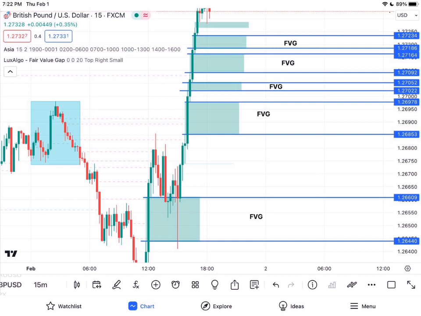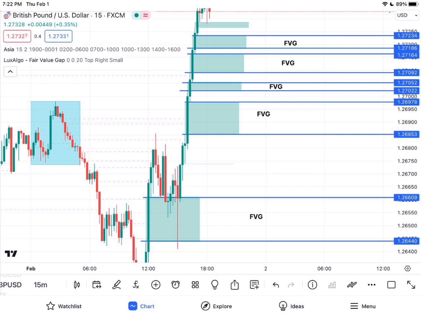So how do these fair value gaps form? When you look at this chart carefully, you will find that the bodies or the wicks of the previous candles or the neighboring candles are not joining together to fill up those orders. So the market is leaving those large gaps to show you buy pressure or sell pressure. In the future, the market is always going to retrace back into those areas, fill up those gaps, and continue its intended direction.